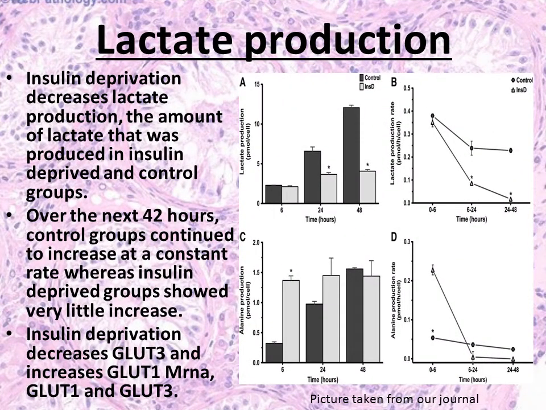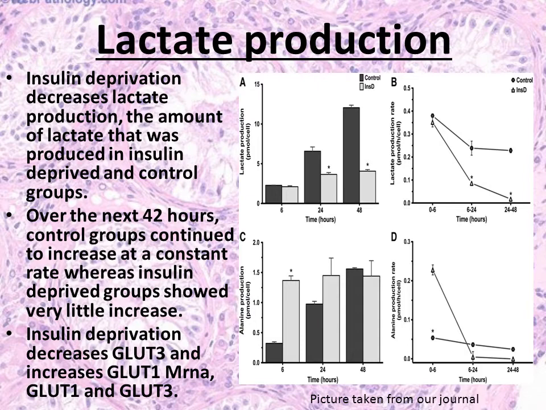Insulin deprivation decreases lactate production. The amount of lactate produced in the first 6 hours of treatment was similar for both control and insulin-deprived cells. Throughout the next 42 hours, human Sertoli cells in control conditions continued to make lactate at a similar rate. However, insulin-deprived cells secreted significantly lower levels of lactate. At the end of the 48 hours, human Sertoli cells from the control group produced 12.5 plus or minus 0.3 picomoles per cell. The insulin-deprived group produced 4.1 plus or minus 0.2 picomoles per cell.